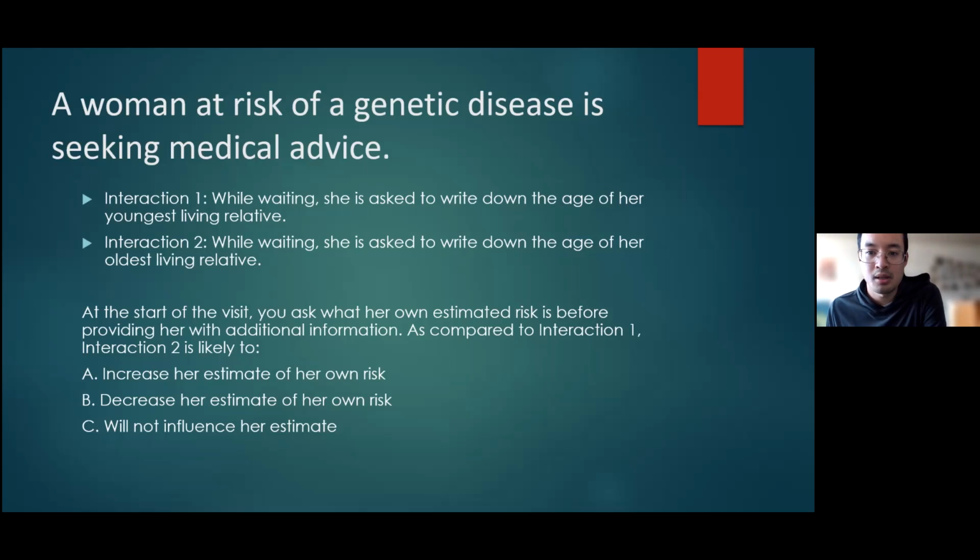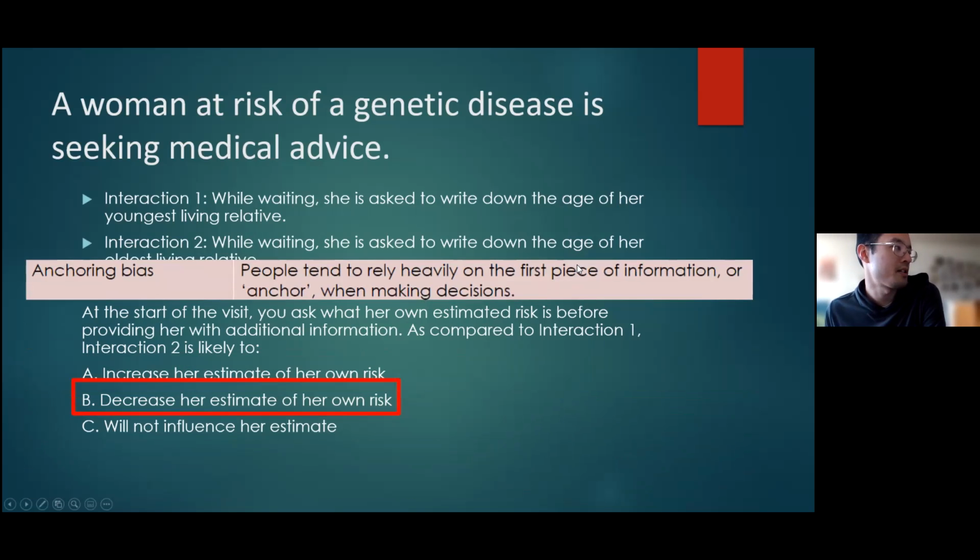All right, so the answer is she will decrease her estimate of her own risk. And this is based on an anchoring bias. People tend to rely heavily on the first piece of information or anchor when they make decisions. So when they write down the oldest living relative, they think that they're going to live longer.